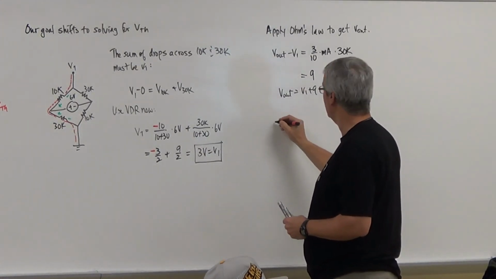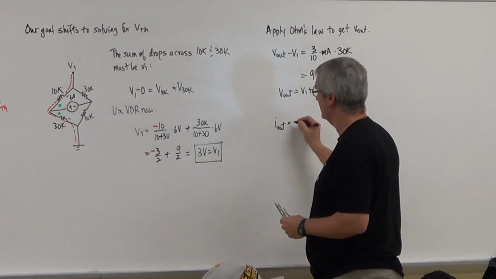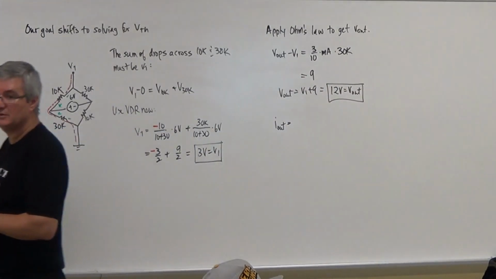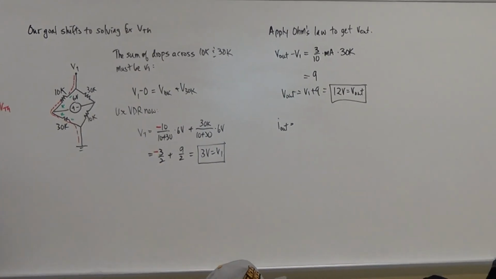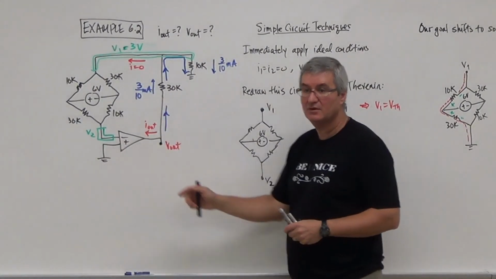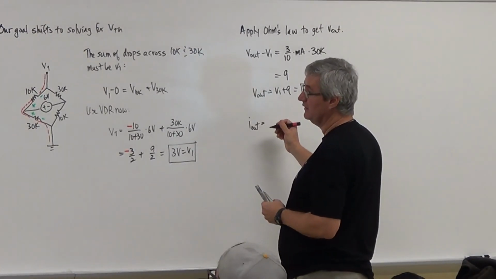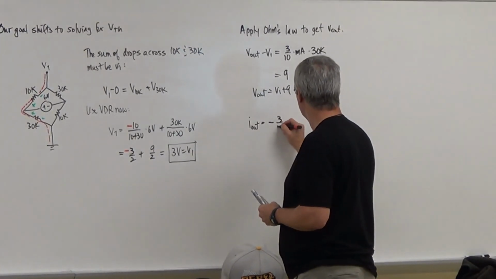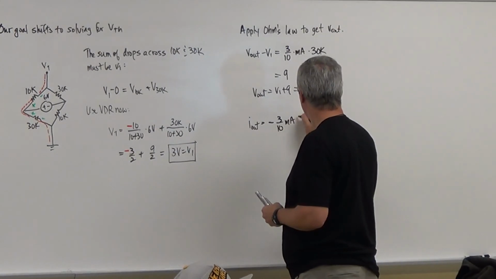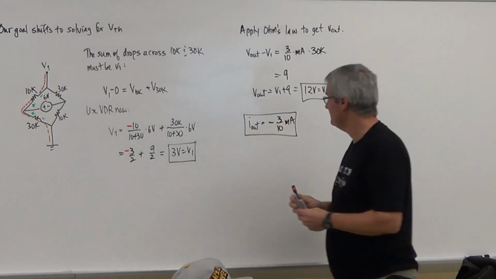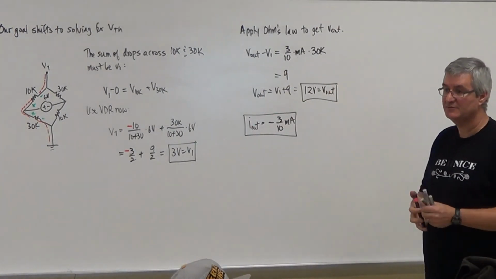Now, what about the current I out? Well, the current I out is defined as the current coming in, but note that it's opposite of that. So the current I out in this case is going to be minus 3/10 of a milliamp. Okay? So I got these values here.